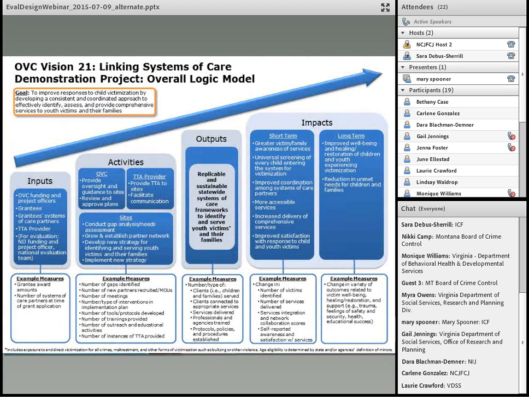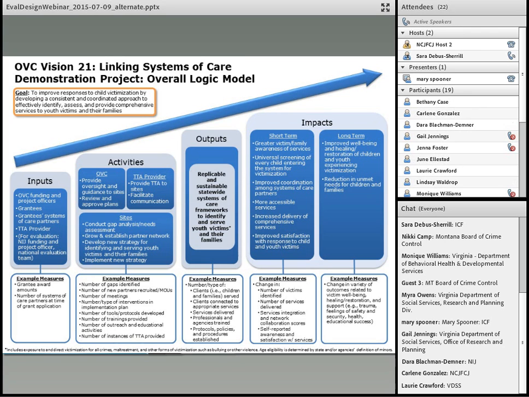This slide shows the logic model that we've developed for the project. And I'm going to walk through this slowly because I'm not sure how familiar everyone is with logic models. But basically, a logic model is a diagram that lays out all the components of a program or a project. And it can be a really useful tool for understanding what types of things we need to measure on our end. And so you can see here at the top, it shows the goal in the orange box.